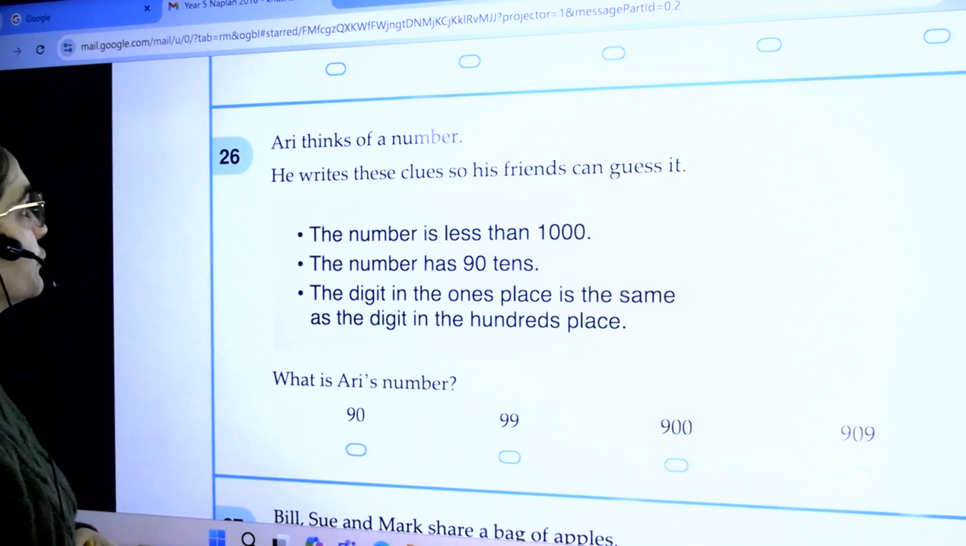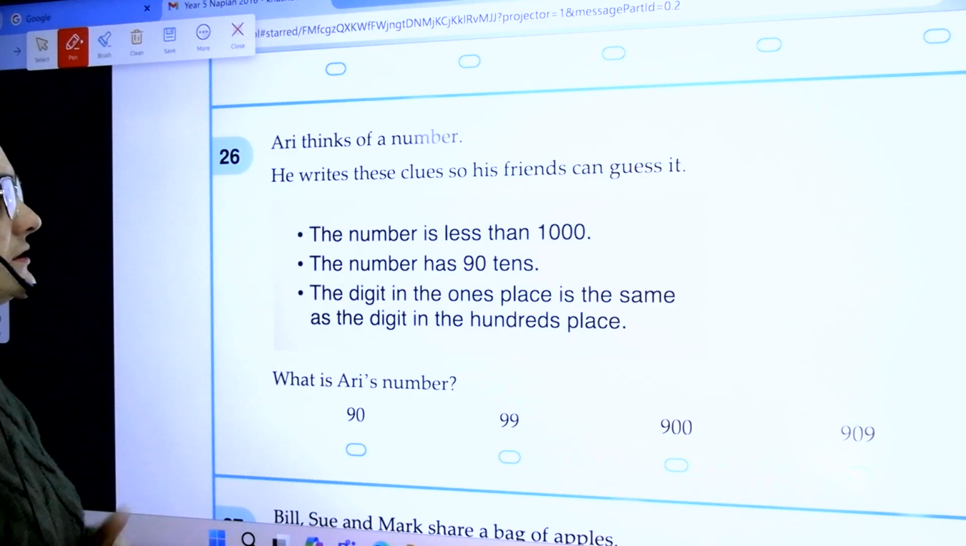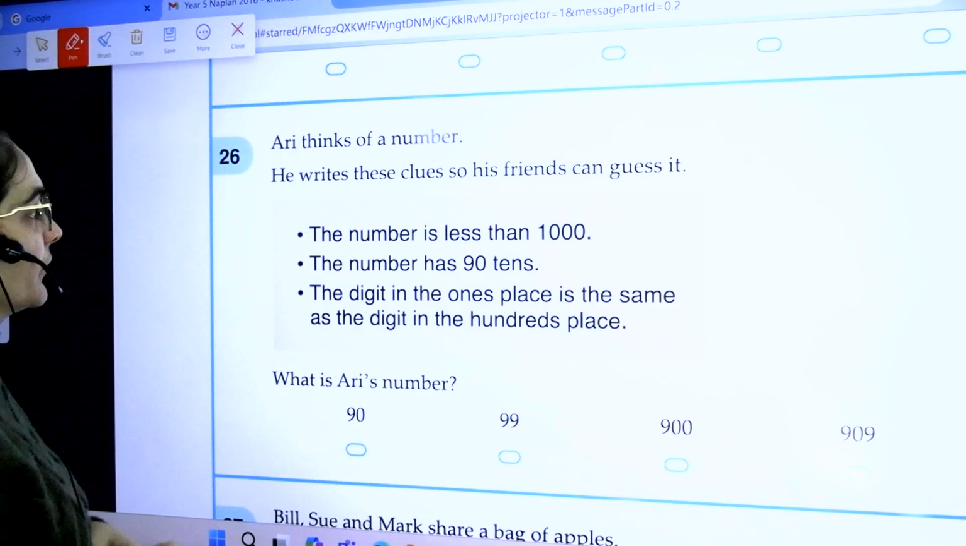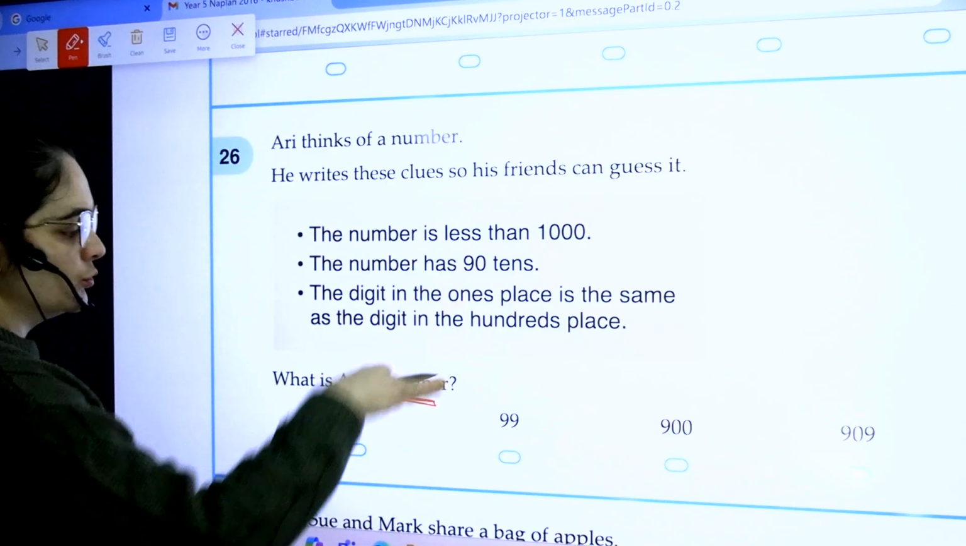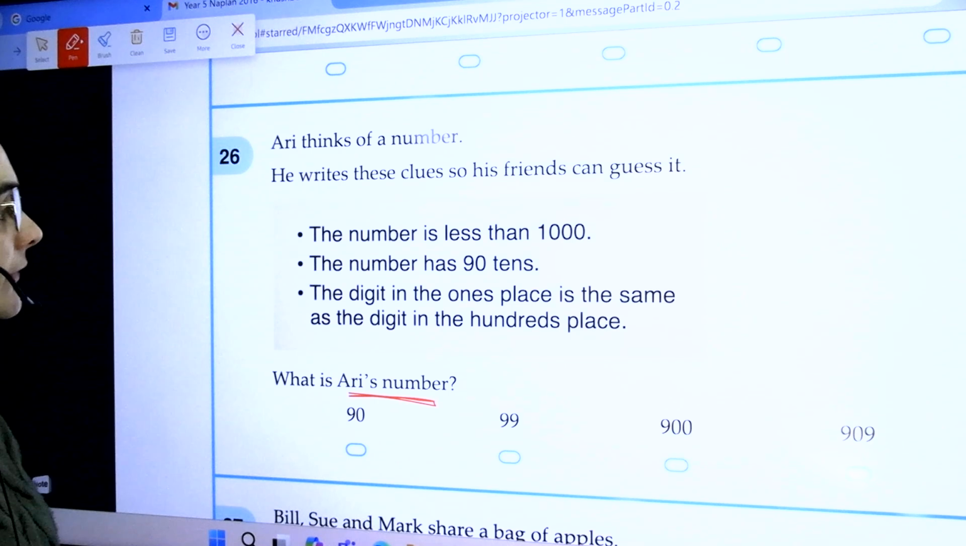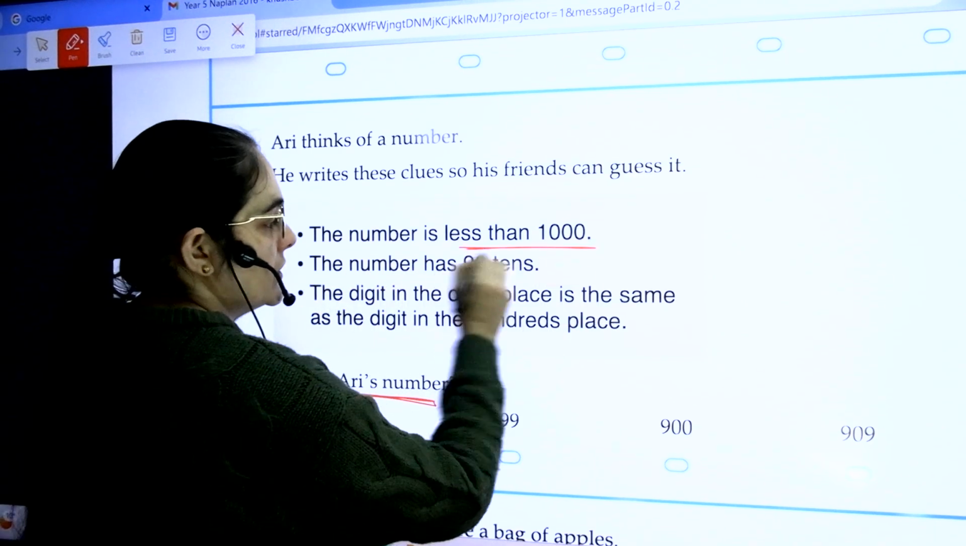Okay, so 26 is about Ari thinking of a number. He writes these clues so his friends can guess it. What is Ari's number? You are given certain clues, so let's read the hints. The number is less than 1000. This is the first hint.